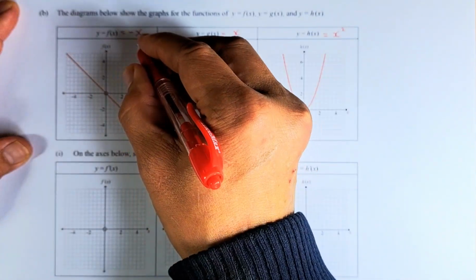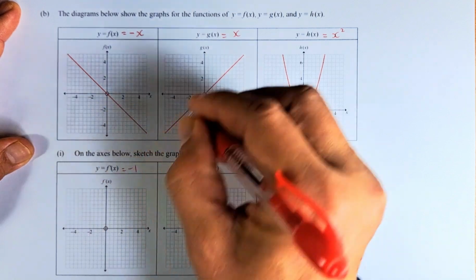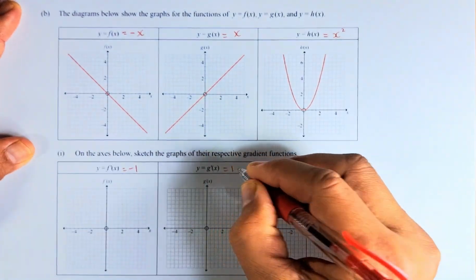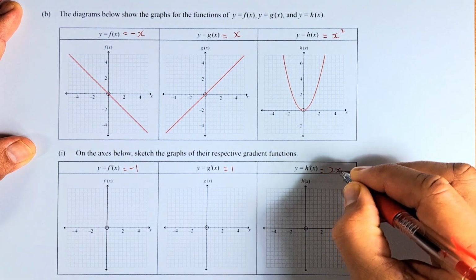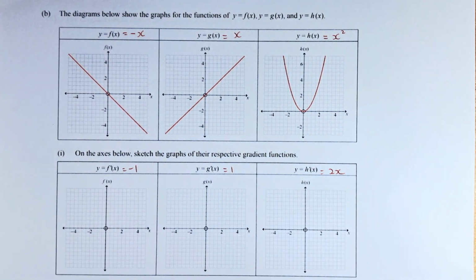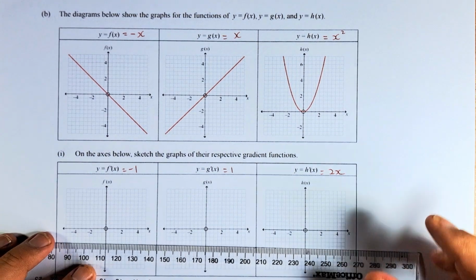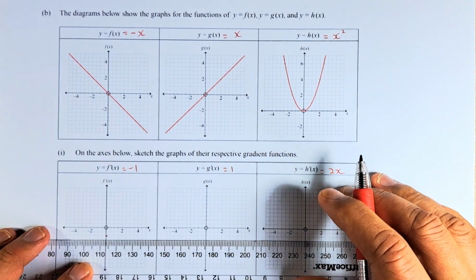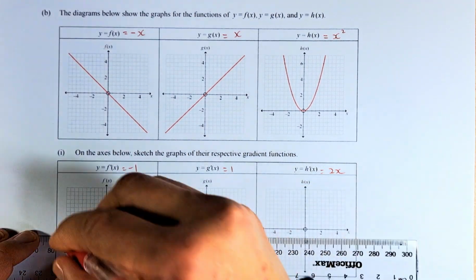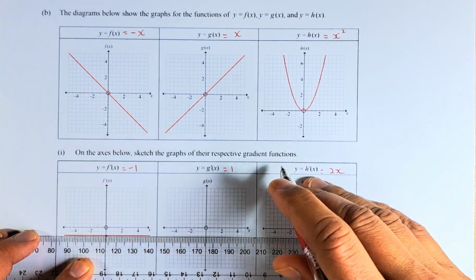So f'(x), when you differentiate, is going to be -1. Differentiate x is going to be 1, and differentiate x squared is going to be 2x. Okay? Now, very simple. If you want to sketch the graph of -1, every point here is -1. We draw a line across that, and that will be a first Achieve.